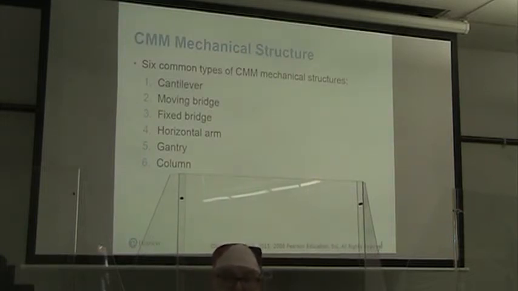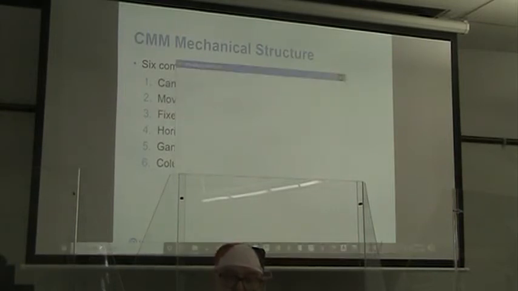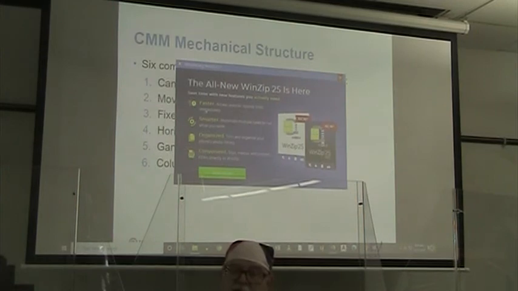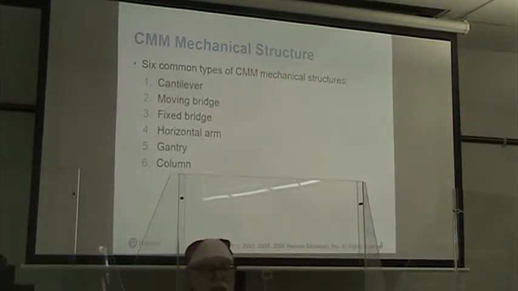All right, so the mechanical structure of a coordinate measuring machine comes in 6 common types. First is the cantilever type. Second is the moving bridge type. 3 is the fixed bridge type. 4 is the horizontal arm type. 5 is the gantry type. And 6 is the column type. Now, does it have to be in that order? No.